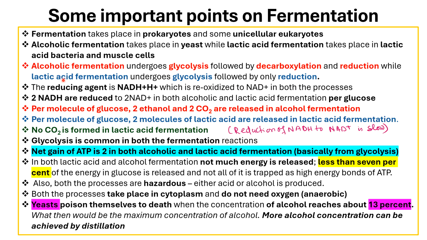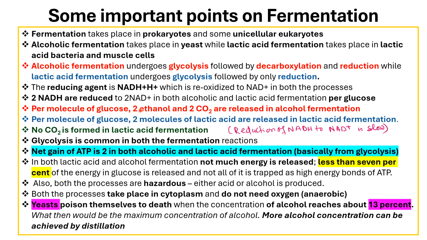In both the fermentation pathways, the reducing agent used is NADH plus H plus. And 2 NADH are reduced to 2 NAD plus in both alcoholic and lactic acid fermentation per glucose molecule. Why? Because one glucose molecule produces 2 pyruvate. So from one pyruvate we were reducing 1 NADH. So for a molecule of glucose, 2 NADH will be reduced in both types of fermentation reactions.